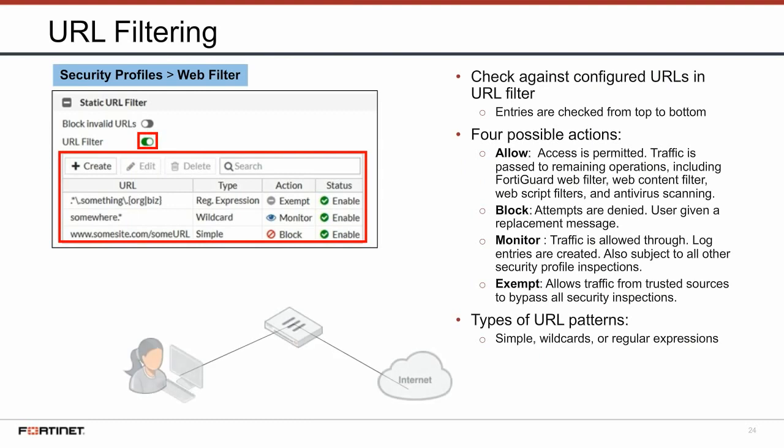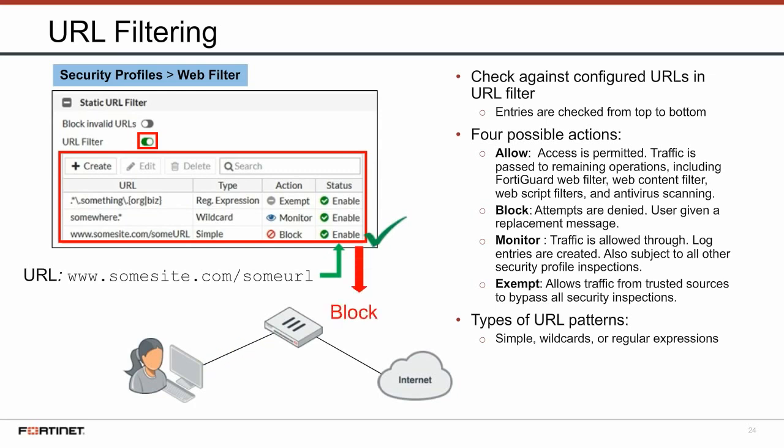Static URL filtering is another web filter feature. Configured URLs in the URL filter are checked against the visited websites. If a match is found, the configured action is taken. URL filtering has the same patterns as static domain filtering: simple, wildcard, and regular expressions. Let's look at how it works.